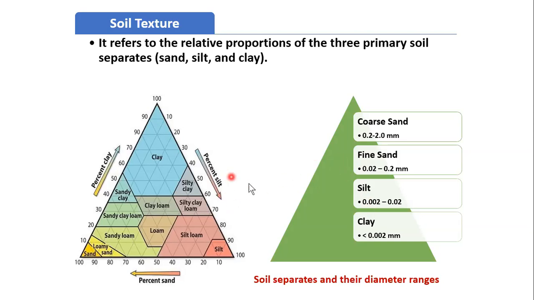We also know that sand, silt, and clay are differentiated based on their size. The finest particles are clay, then we have silt, and then we have sand. So we have a clear differentiation of size for these three particles. In other words, the texture is mainly based on the size of different particles.